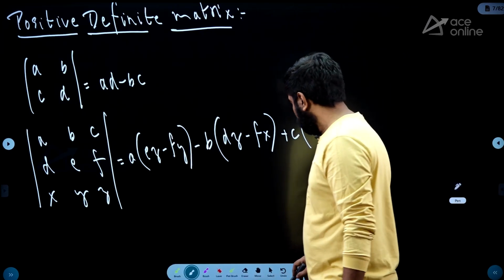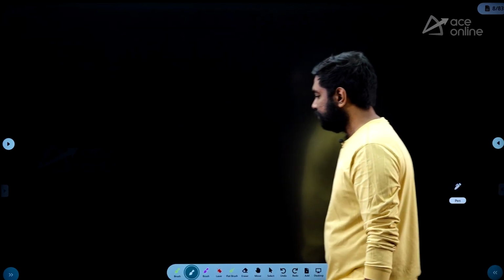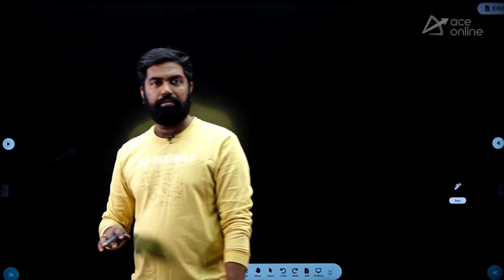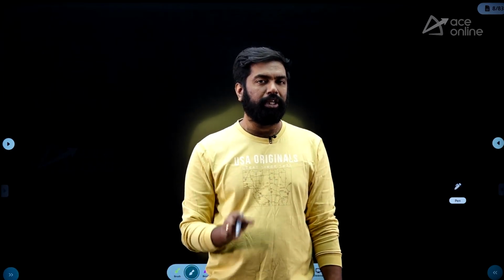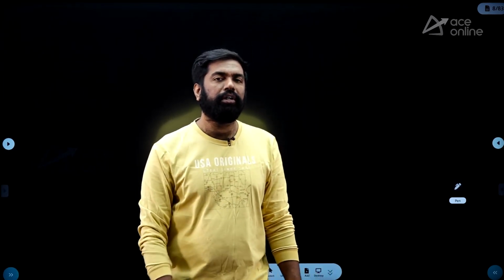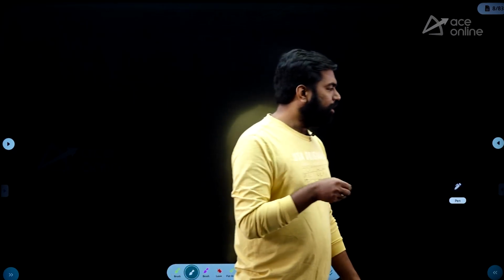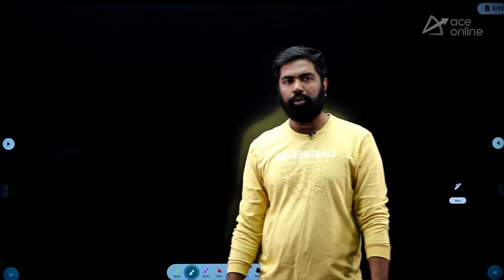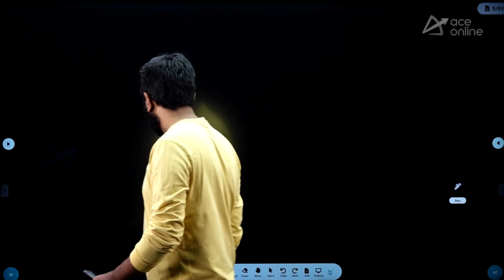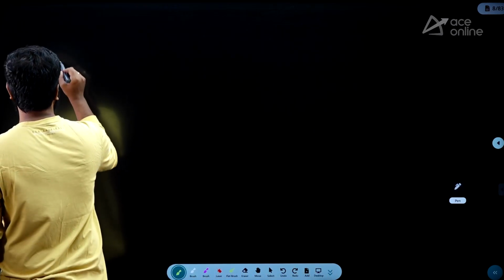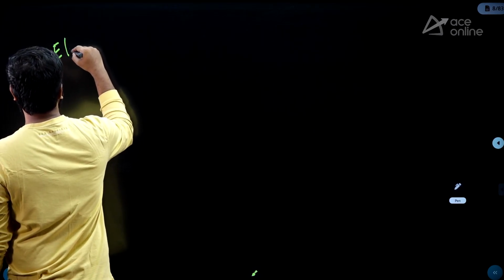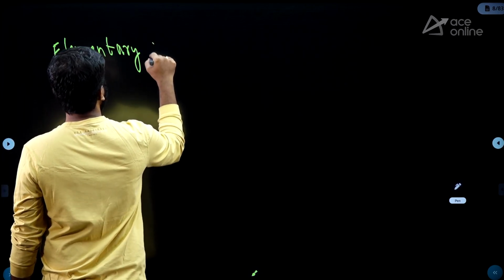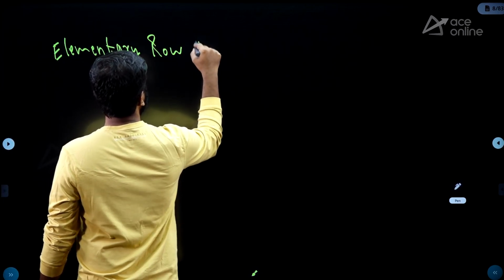Now what I would like to revise is the row operations. Elementary row operations. These are really important. So this is the right time to once again tell you the importance of elementary row operations. Some of you might have forgotten, but look at the heading. What are these called? Elementary row operations.